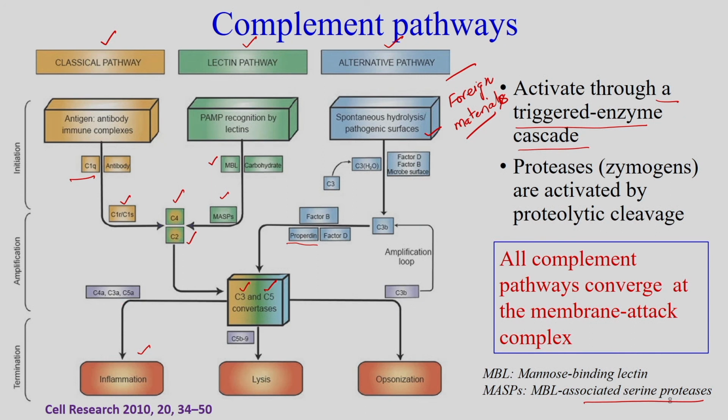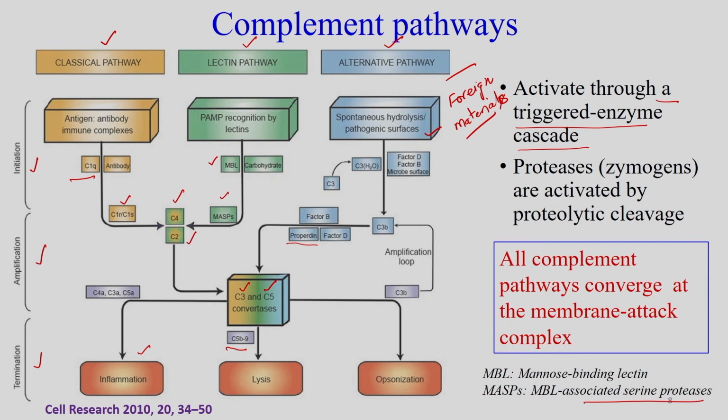Lysis, or you can say the killing by the rupture of membrane. So, C5b to C9 are responsible for the lysis, and this is opsonization. For opsonization, C3b is responsible. So, in all three pathways there is an initiation, then amplification, then termination, and they all end up with the common three steps: inflammation, lysis and opsonization.